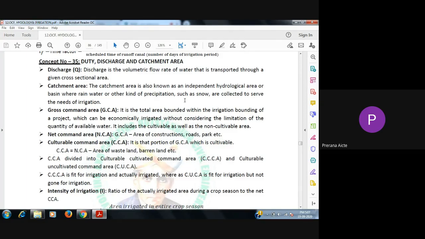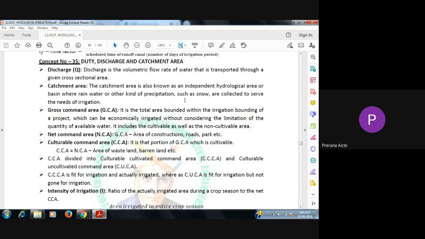In case of irrigation, we consider how much water flows through the canal or to the field. For example, if you supply 1 meter cube per second for 24 hours, how much water is used for the given crop. From that point of view, we concentrate on irrigation. What is meant by catchment area? The catchment area is also known as independent hydrological area or basin. Watershed, basin and catchment are synonymous words, and the term used depends on the situation.